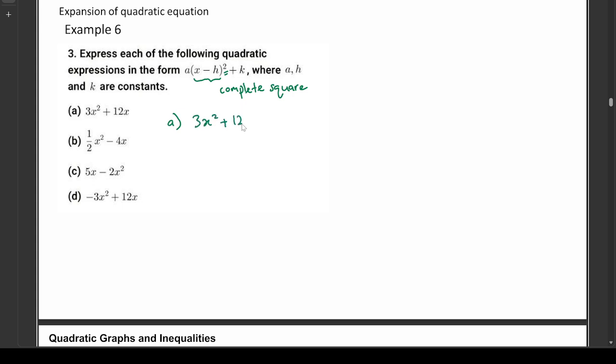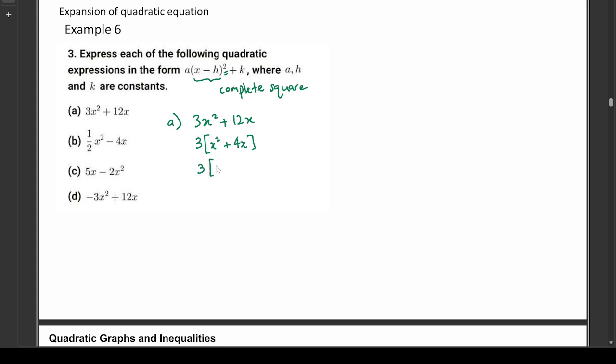3x² plus 12x. So first of all, if you remember, we're supposed to check A. A is the term with x squared, and A should be positive 1, right? This is not positive 1, so what we're supposed to do before we complete the square is factorize it, right? Bring out the 3. Factorize it first, and you have to factorize the B term, which is the number with the x, right? 12 divided by 3, 4, right?